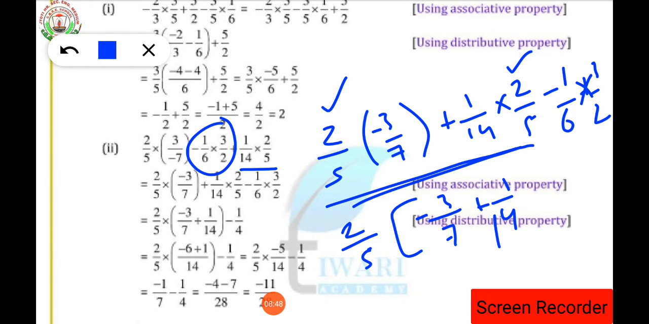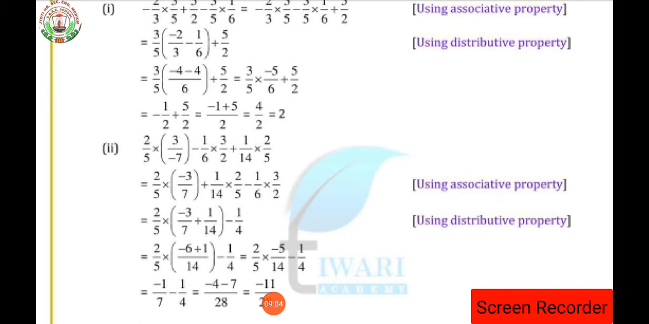Yes, 1 by 14. Clear? Then minus 1 by 6 into 3 by 2. So from here it will get cancelled, isn't it? So we are left with the number 1 by 4, like this. Clear up to here? So after that we are having 1 by 4 at the last.